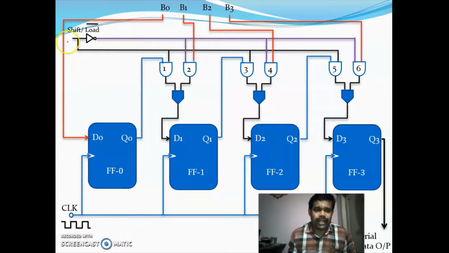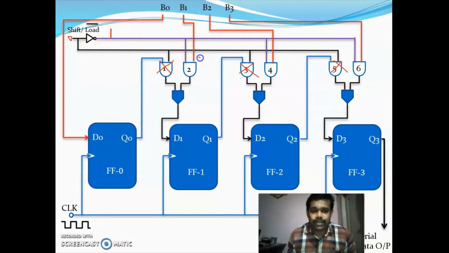Now we are giving 0. When you are giving 0, the AND gates 1, 3 and 5 get disabled. Why? Because they are connected to the shift line directly. So the 0 input is given to gates 1, 3 and 5, and they get disabled. Now the 0 is also going to an inverter and it will become 1.